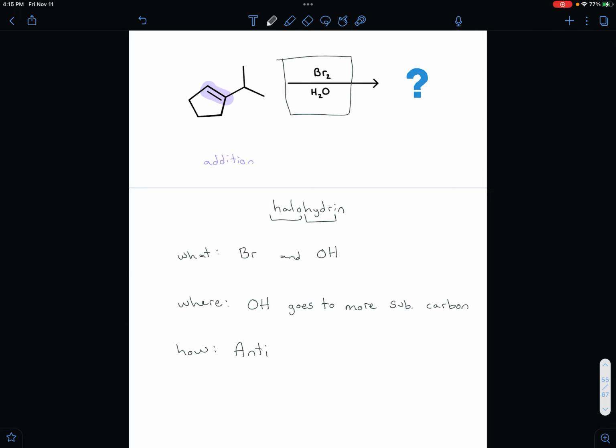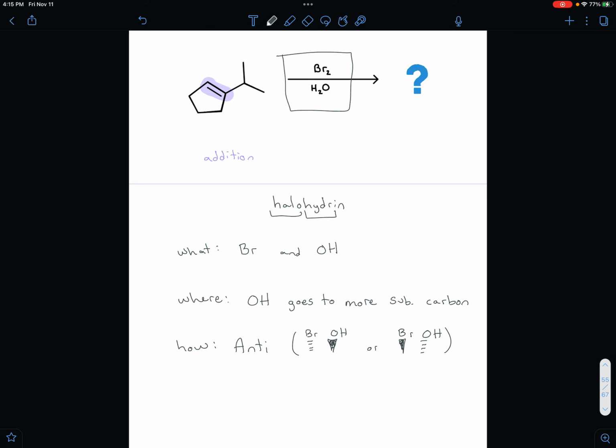Finally, this is anti-addition. So if the bromine is going away from you, then the OH will be coming out at you. Or if the bromine is coming out at you, then the OH will be going away from you. That's what it means for this to be anti. And if you have a chiral center, just be sure to draw both enantiomers.